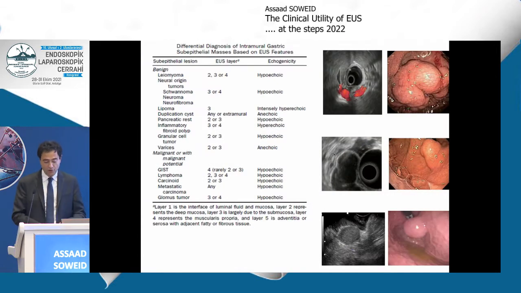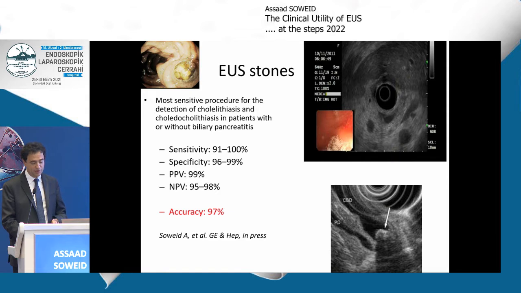How do we make the distinction? Well, by EUS, by looking at the layer of origin, because the layer of origin correlates with the pathology. Basically, if we see a flow, for example, that's a varix. If it's anechoic, it's a cyst, etc. So this is very, very important for determination of subepithelial lesions.